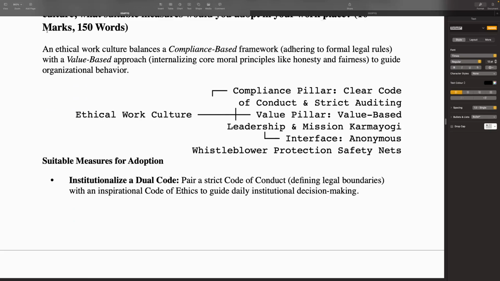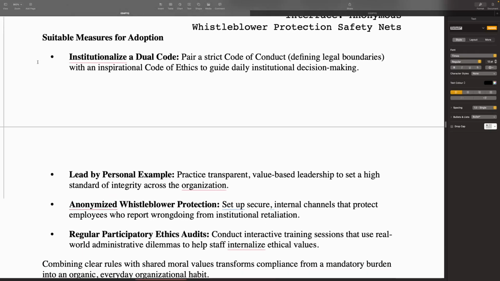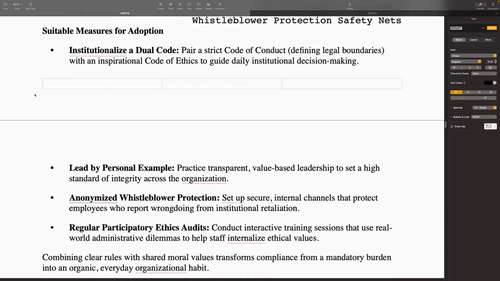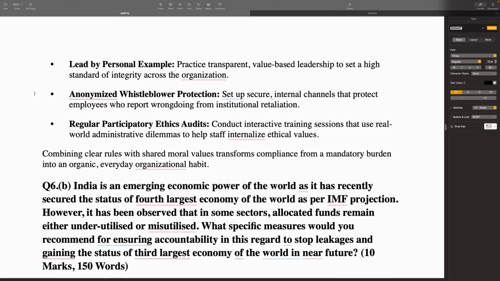Suitable measures for adoption. Institutionalize a dual code. Pair a strict code of conduct defining legal boundaries with an aspirational code of ethics to guide daily institutional decision making. Lead by personal examples. Practice transparent value-based leadership to set a high standard of integrity across the organization.